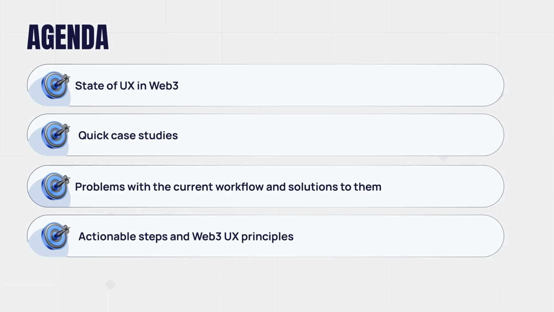across the domain. So as for the agenda of this talk, we'll start with the state of UX in Web3, what it is like right now. And next up, I'll go through 3 of my case studies super quick. We'll see what the problems were, what solutions we came up with, and also the impact it had on the product. So next up, we'll discuss what the problems are with the current workflow and how it is not designed to yield good results and discourages iteration, and also some solutions to that.